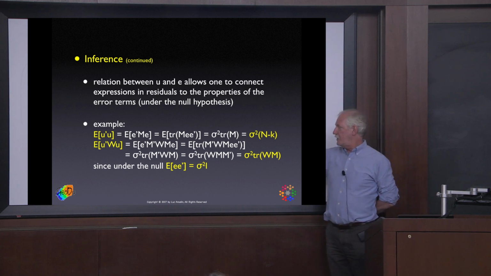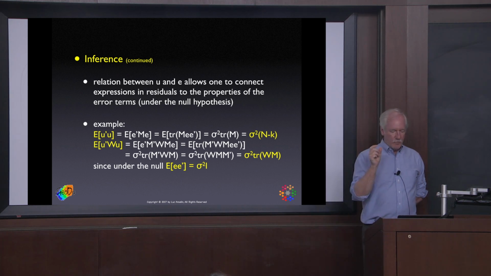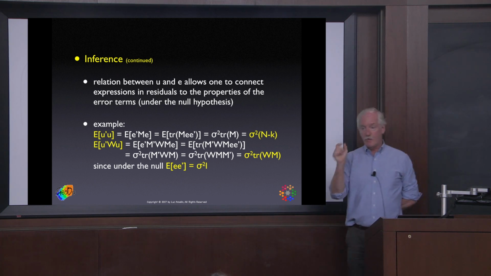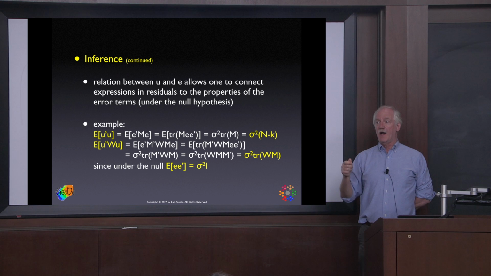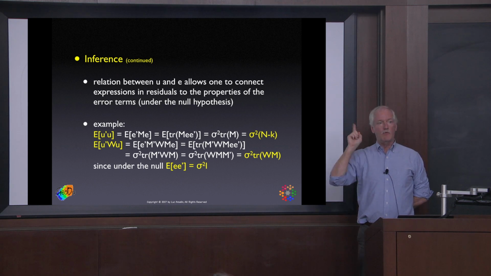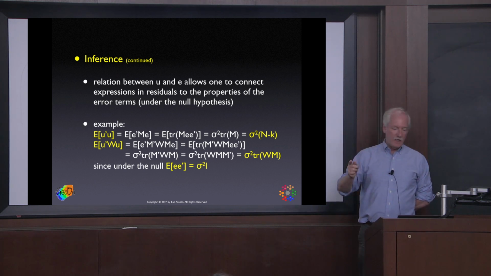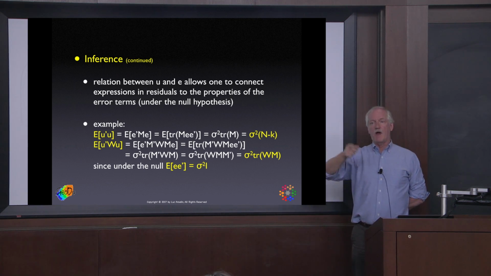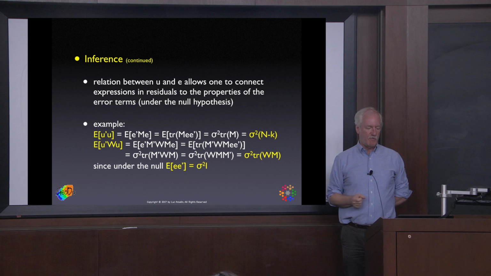The first one is that we replace the residuals by M times E. And because M is idempotent, we only need one of them. So it's really M prime M, but M prime M is M, so that simplifies.